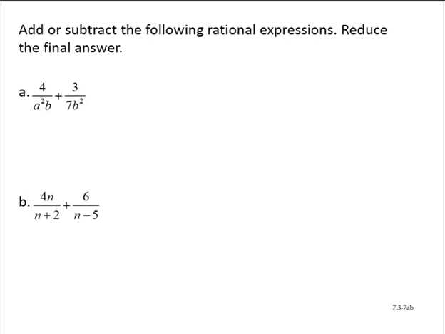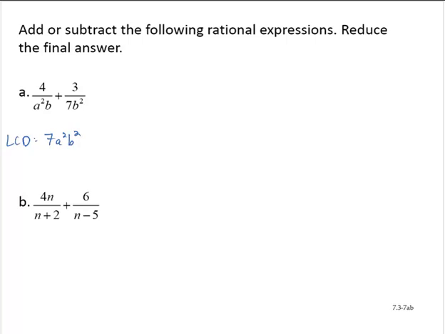Add or subtract the following rational expressions. Reduce the final answer. Alright, we have 4 over a squared b plus 3 over 7b squared. Before we can add or subtract, we have to find a common denominator and build up the fractions. Using what we've learned already, the LCD would be 7a squared b squared.